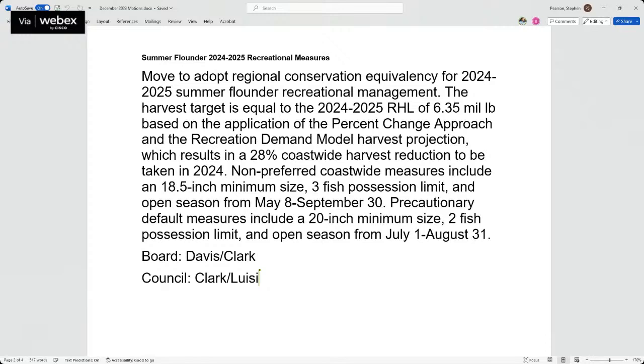Non-preferred coastwide measures include an 18.5-inch minimum size, 3-fish possession limit, and open season from May 8th to September 30th. Precautionary default measures include a 20-inch minimum size, 2-fish possession limit, and open season from July 1st to August 31st. And the board will have the first crack at this. First, to clarify one of the questions that was raised, the intent of the motion, as I understand it, is that, as we discussed, the 28% cut is taken in 2024, and then it's status quo measures for 2025, which I think was one of the questions that Peter just raised.